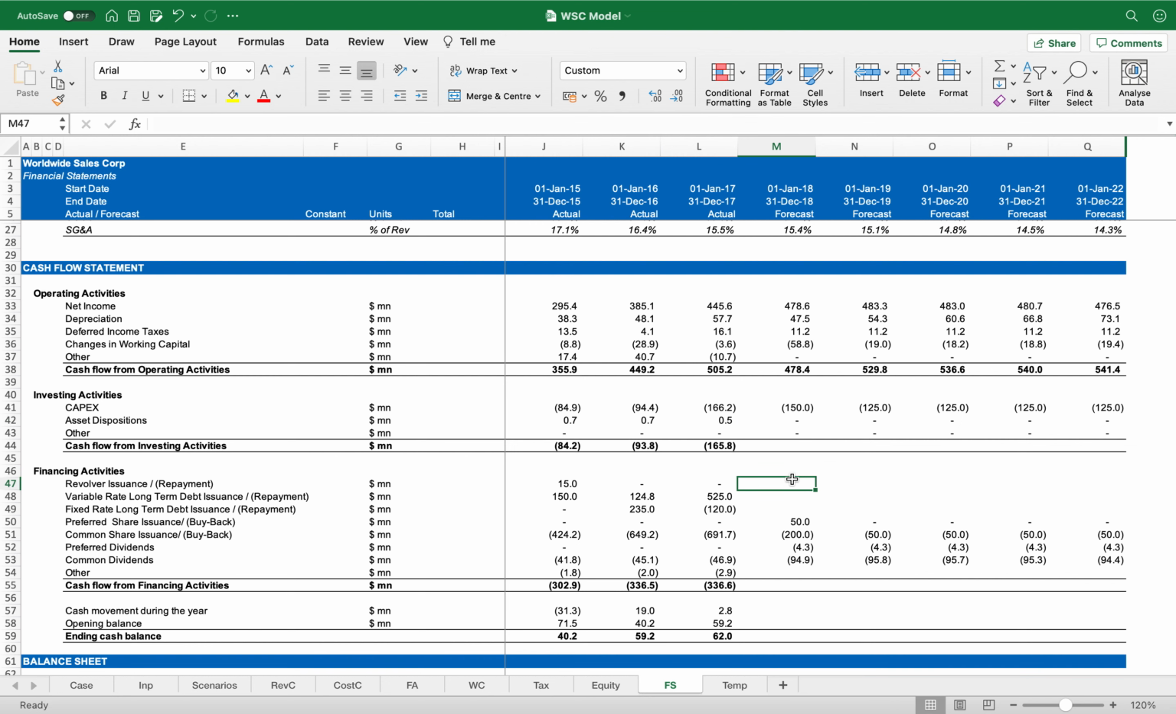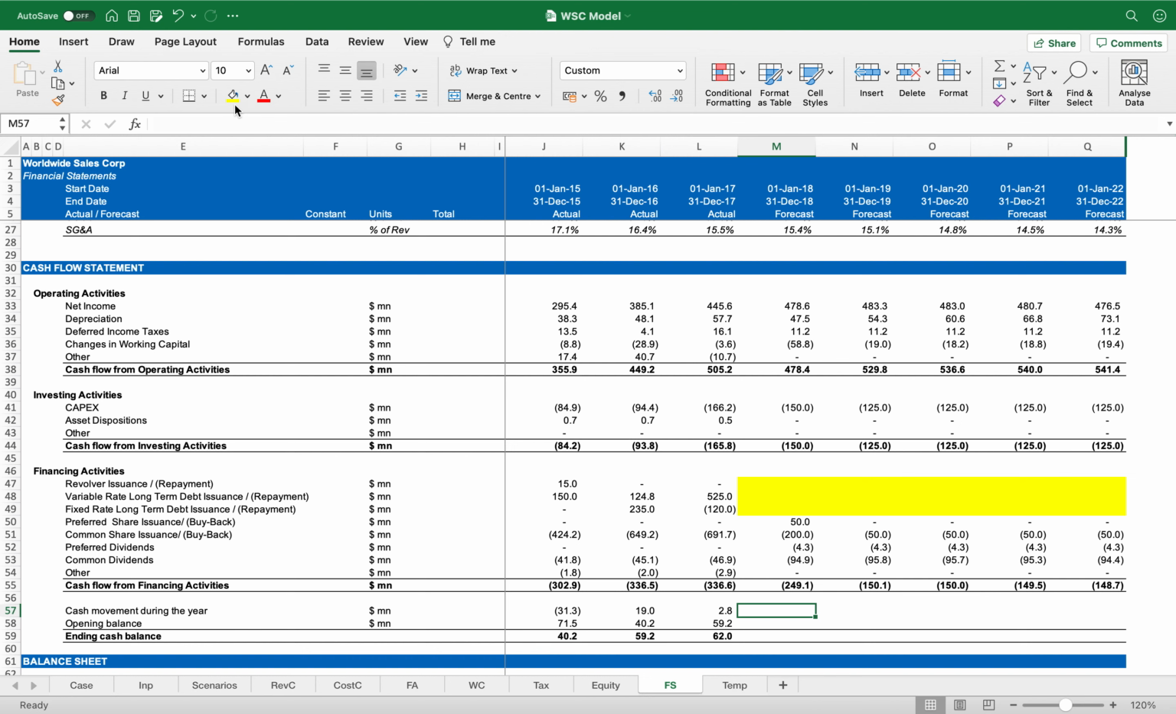Coming to the financing activities, let's leave this revolver because this will come when I complete the debt schedule. Leave the variable long-term debt, leave the fixed long-term debt. We'll come to this once we are done with the debt schedule. Again, we have something known as other here. So 0. So do fill in the totals. So total financing activities as of now. Okay.